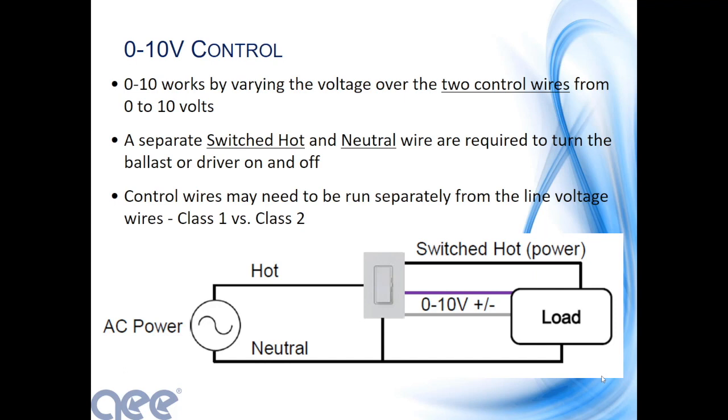First off, 0 to 10 volt control is fairly straightforward. Probably everybody's familiar; you've been using it with fluorescent all the time. You have a hot and a neutral that goes to the device, whether it's a dimmer or a control module. It supplies power to the fixture, and it also supplies a 0 to 10 volt control signal. So it's control as well as a switch, okay?